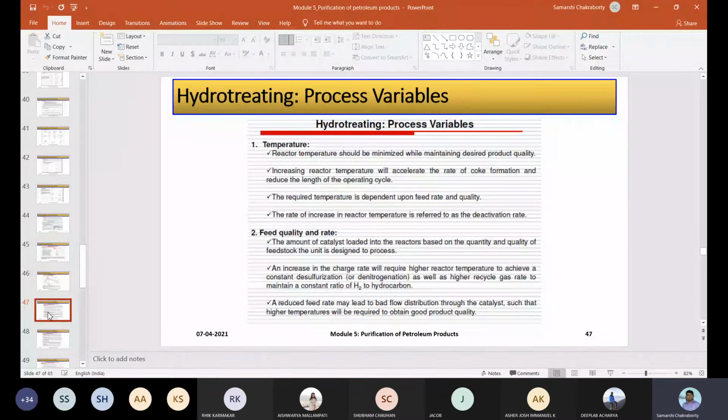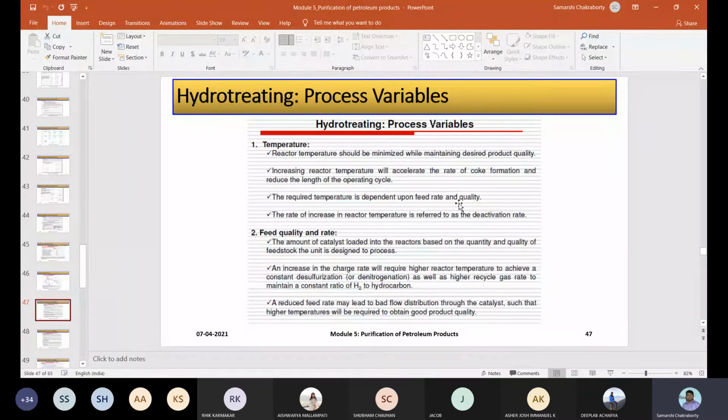So it depends on what type of feed you are dealing with. The required temperature is dependent upon the feed rate as well as the quality. Quality, definitely, whether it's a lighter feed or a heavier feed, your required temperature would depend on that. The rate of increase in reactor temperature is referred to as the deactivation rate. So after the reactor temperature comes the feed quality and rate.